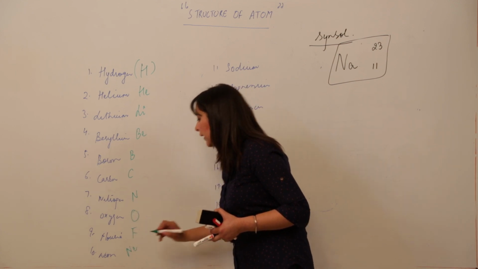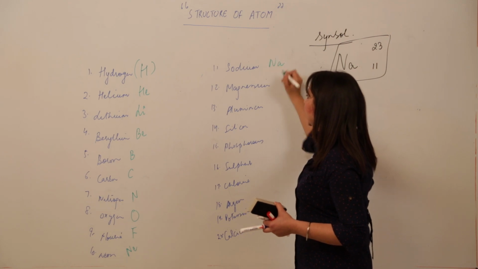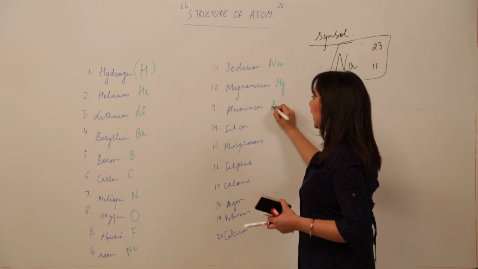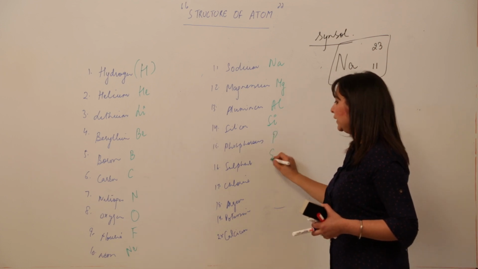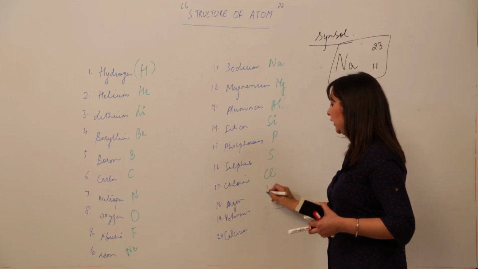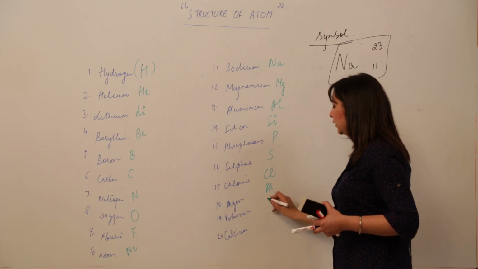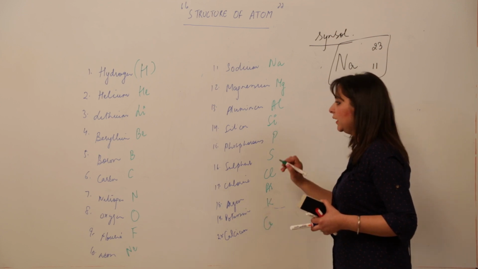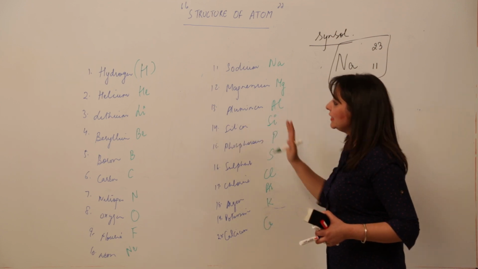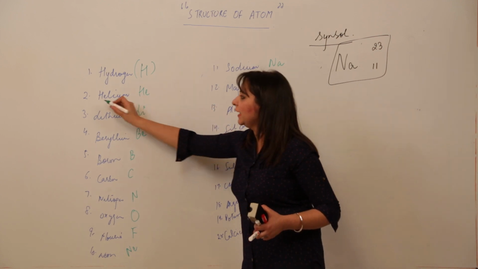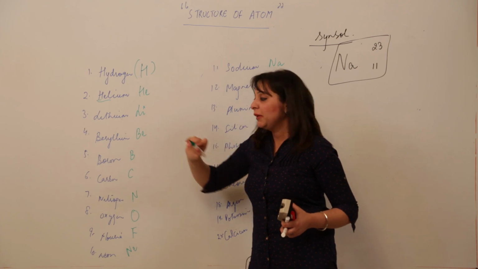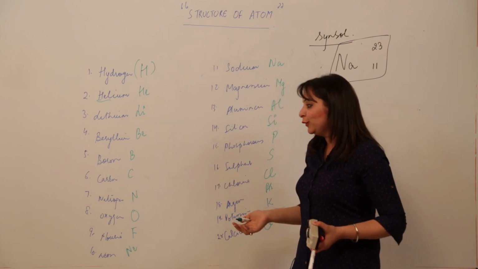So hydrogen is H, helium is He, lithium Li, beryllium Be, boron B, carbon C, nitrogen N, oxygen O, fluorine F, neon Ne, sodium Na, magnesium Mg, aluminium Al, silicon Si, phosphorus P, sulfur S, chlorine Cl, argon Ar, potassium K, and calcium Ca. As you can see, the maximum of the symbols are taken by the first letter or two letters, but a few symbols are exactly different from the name.